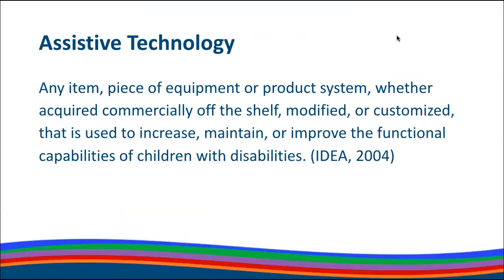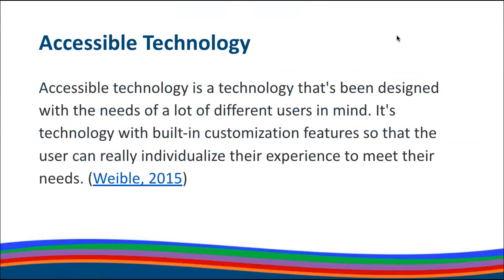Based on the IDEA definition, assistive technology is any piece of equipment, device, or system that can be acquired to support students with disabilities in order to maintain, increase, or improve their capabilities. When looking at assistive technology, we can see that this is a more specific definition that is a device or tool that is added on.